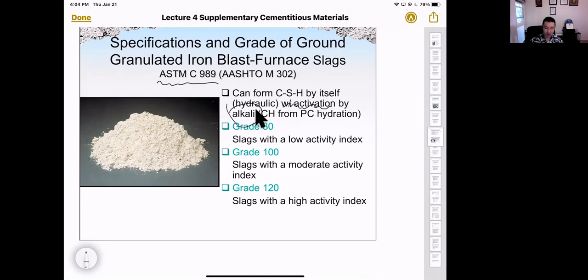So they have different grades from grade 80 to grade 120. That is based on the so-called activity index, which is simply defined as the ratio of the strengths at 28 days of the specimen with 50% of slag plus 50% of cement over the strength of the control mix.